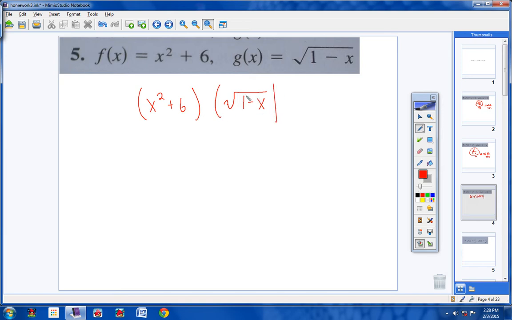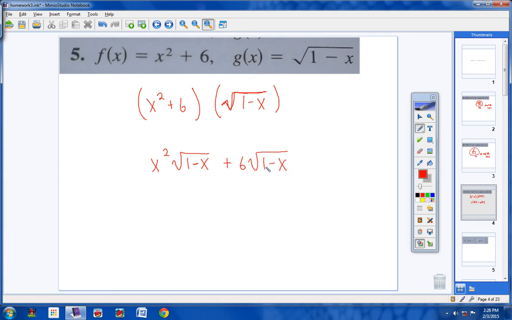Now, students, please listen to me carefully. This is one big term. This radical is pulling all these together. So you have to make it one term. So you take x squared times the radical. That would give you x squared square root 1 minus x. Okay? Then you take 6 times the radical. That would be a positive 6 square root of 1 minus x.